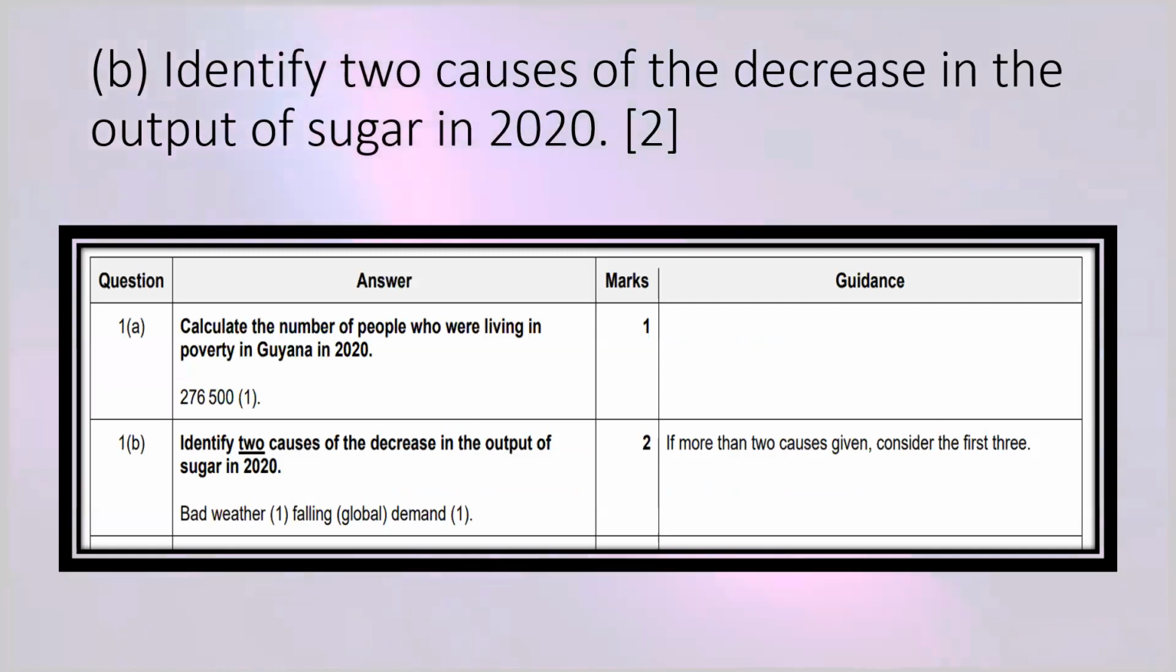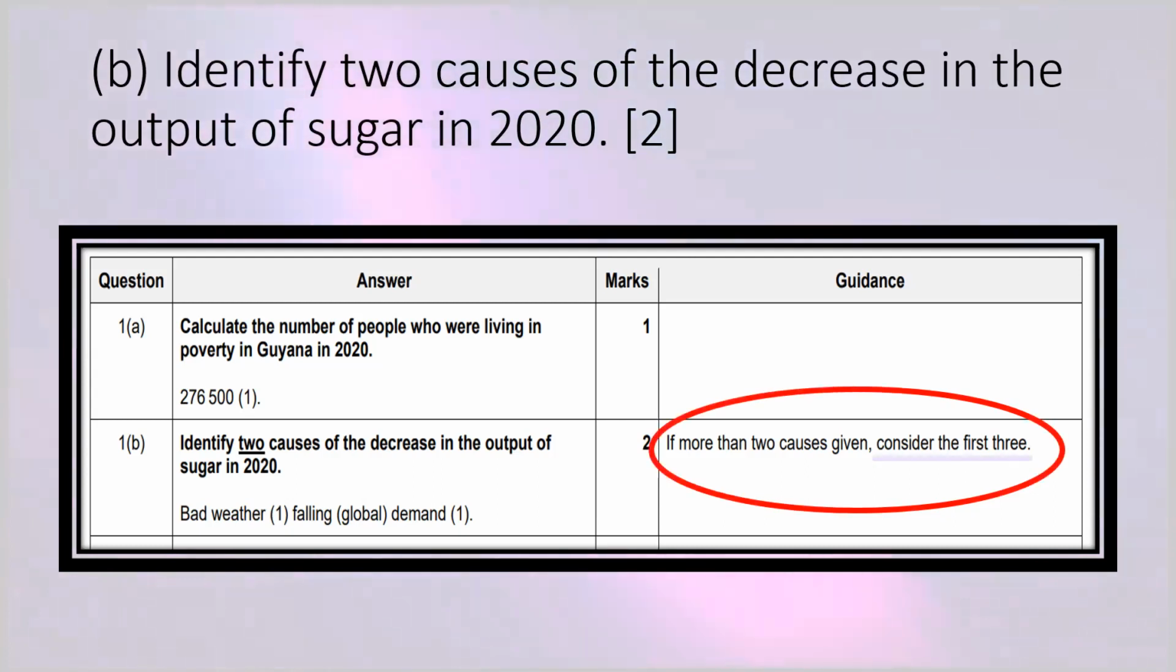Now if you see here in the mark scheme, look at part B. This is what they've written, what I highlighted in blue: bad weather and falling demand. But look at the guidance. You all always ask me, what if my answer is not in the mark scheme? This is a classic case. They said if more than two causes are given, consider the first three, which means it could be anything which I identified earlier, or it might be something which I didn't spot. You all may have picked out different answers if you have attempted this paper.